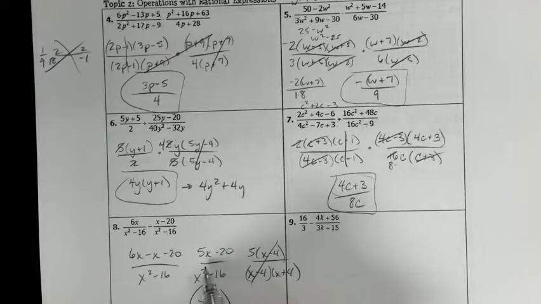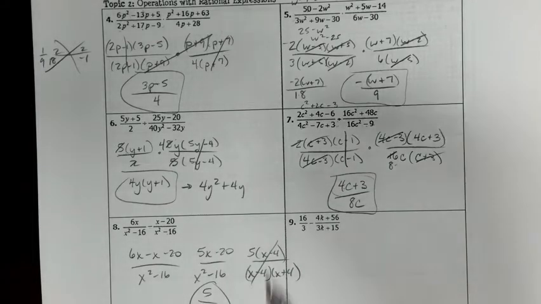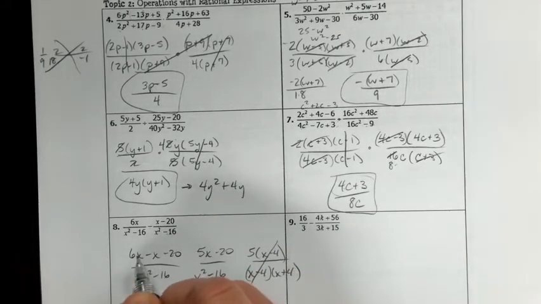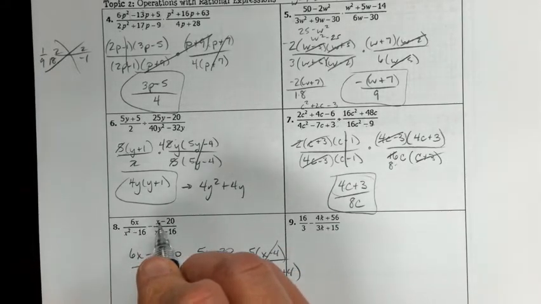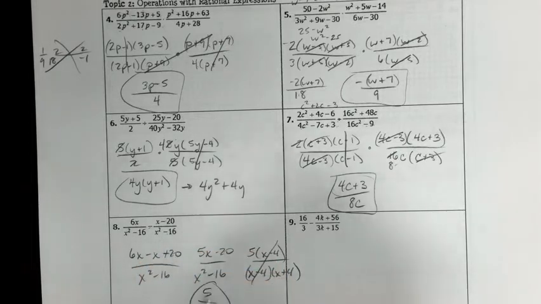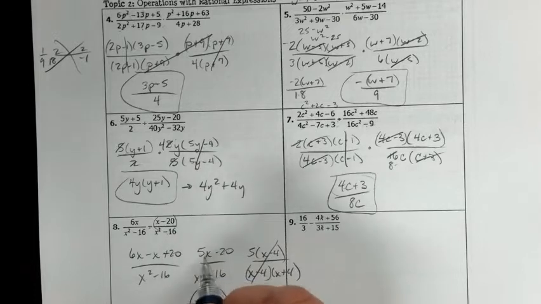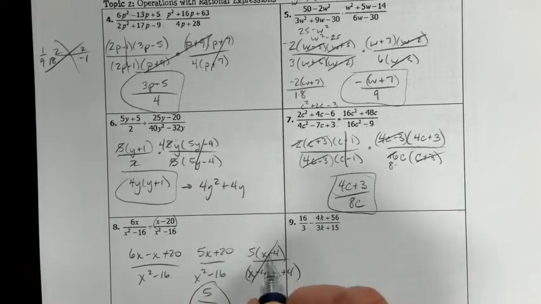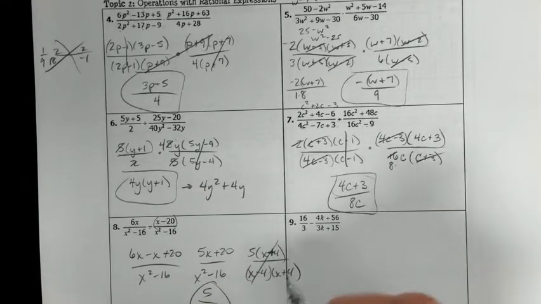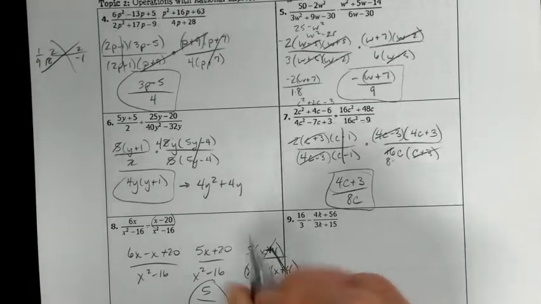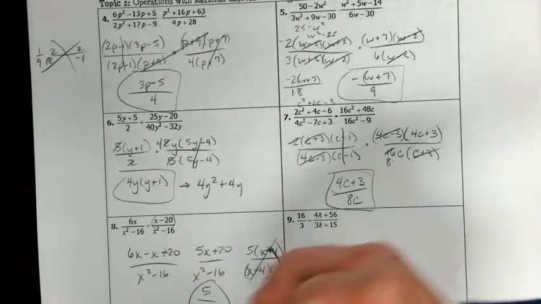Wait. Ooh. Hold on. This is 6x minus x plus 20. Because minus that whole thing. That's my bad. Okay, so then that would be 5x plus 20 would be plus 4 here. So these would cancel out, and we got x minus 4 on the bottom. My bad, guys.